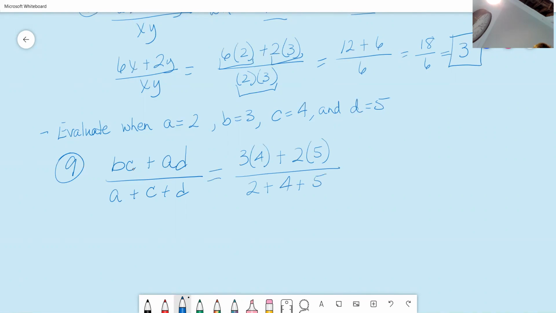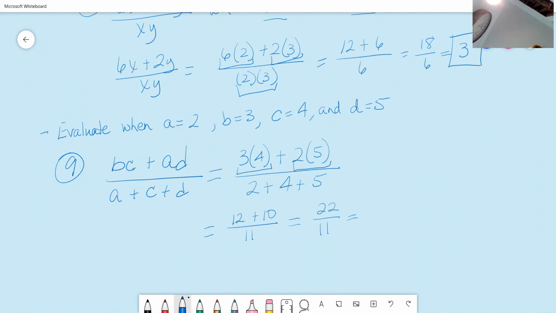All right, so order of operation, let's go ahead and do our multiplication here. And then you can also go ahead and add your numbers in the denominator. Just make sure you have a total value before you do any division. All right, so 3 times 4 is 12. 2 times 5 is 10. And then 2 plus 4 is 6. And 6 plus 5 is 11. So then go ahead and continue simplifying your numerator. So 12 plus 10 is 22 divided by 11.